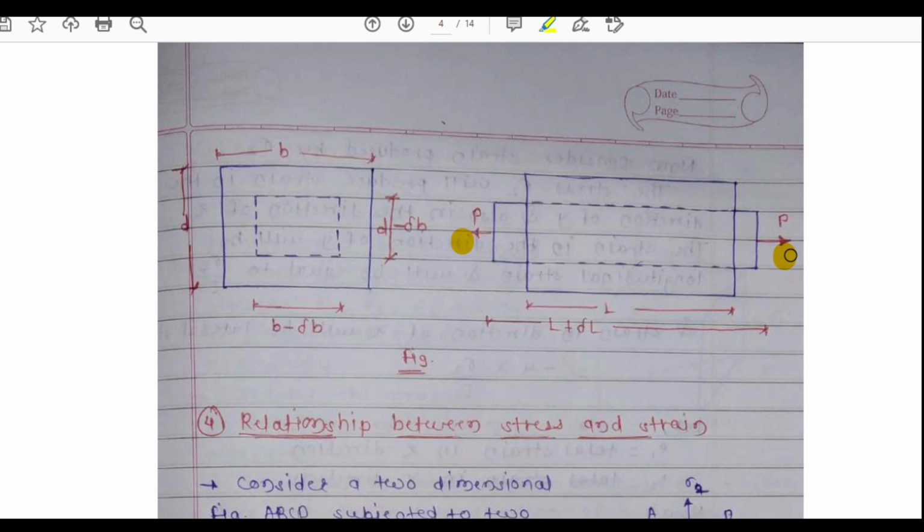Now the length of the bar will increase while the breadth and depth will decrease. Here the length is increasing, while the depth and the breadth are decreasing by some value. In this diagram, the dotted portion shows that the breadth and depth are decreasing by delta B and delta D, and the length is increasing by delta L. So the depth will be D minus delta D and the breadth will be B minus delta B.